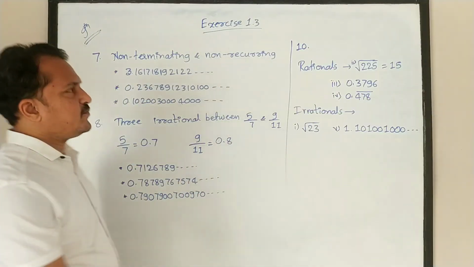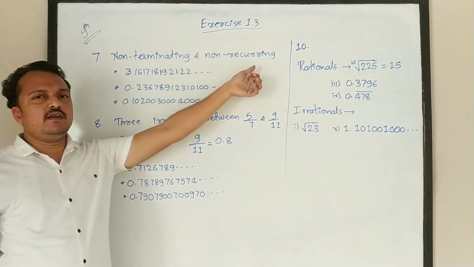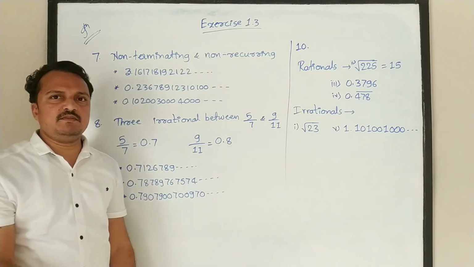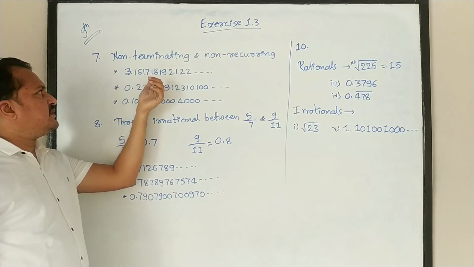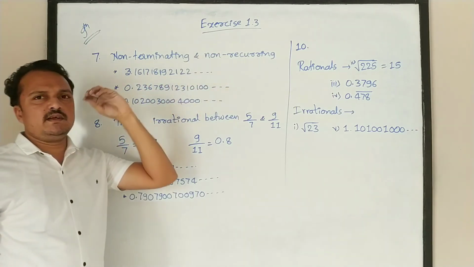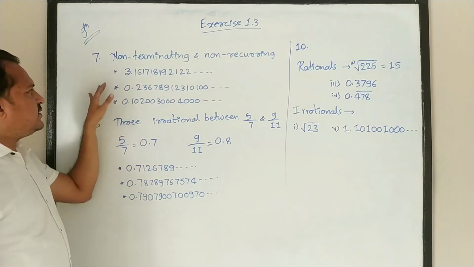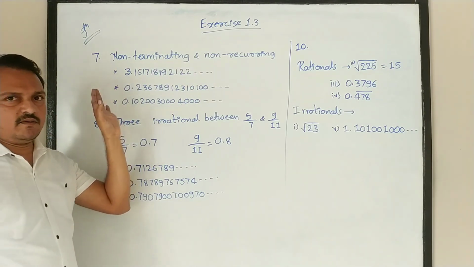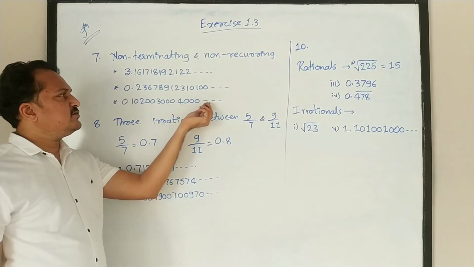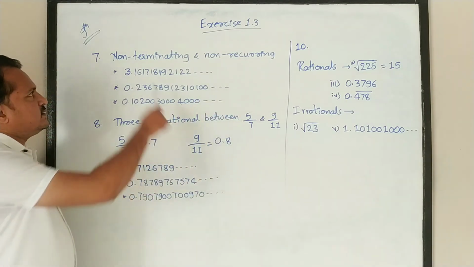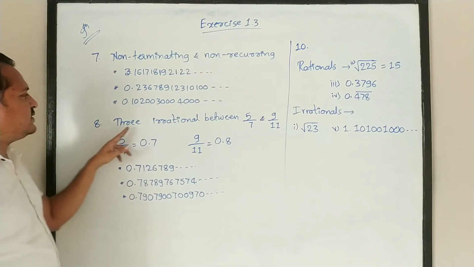Like this. Write any 3 examples of non-terminating and non-recurring numbers. That means you have to write irrational numbers here. Very simple. 3.16, 17, 18, 19, 21, 22, whatever digits come to your mind, write down all these here. Or any 2 examples of your own choice. Write down so that there is no repetition and no termination. So non-terminating and non-recurring.